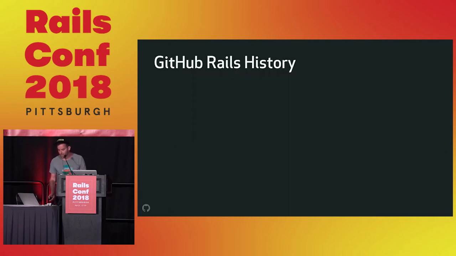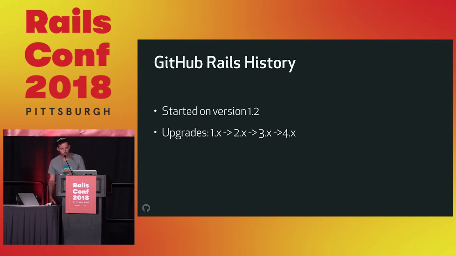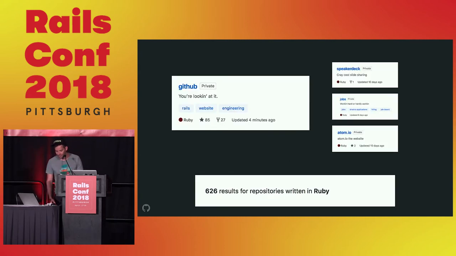So fast forward to today. We started on version 1.2, and we've gone through every major Rails upgrade there is. So we've kind of seen everything from Scriptaculous to the introduction of Asset Pipeline, strong parameters, you name it. Currently, we're upgrading to Rails 5. Huge shout out to Eileen, who's about to go on, who's helped us with a recent upgrade to 4.x. It's tough work.